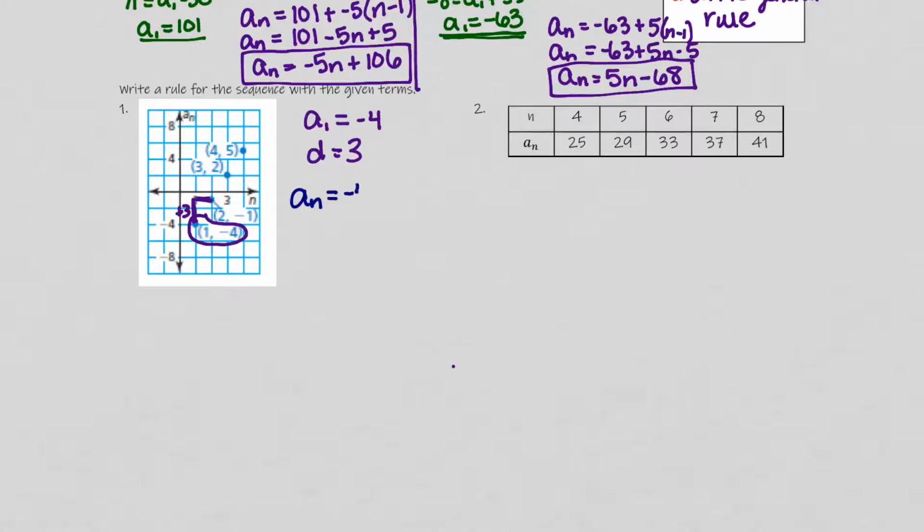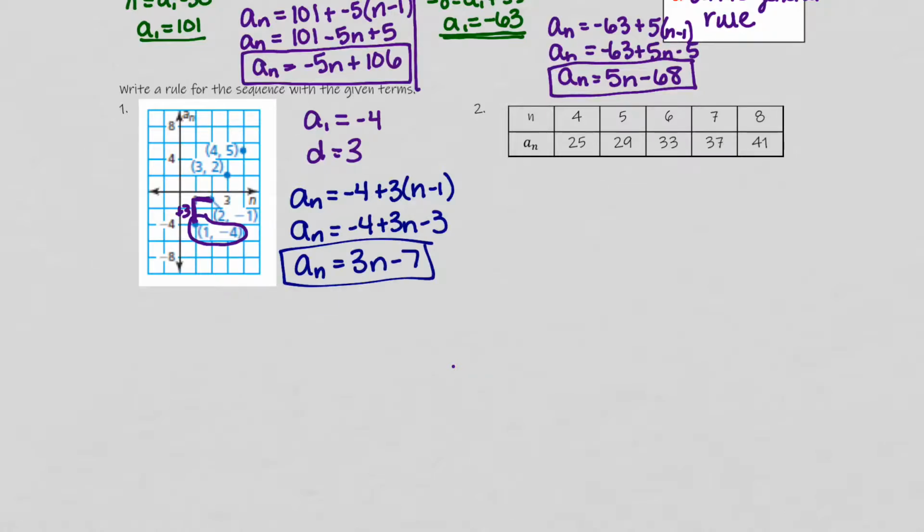And I plug that into the equation. an equals the first term plus d times n minus 1. And I distribute. And I collect like terms. There's my general rule. And you can plug this in, like find one of these other ones that we didn't do. Okay, well, when n is 4, I get 3 times 4, which is 12 minus 7, and I do get that 5. So that did work with our rule that we came up with.